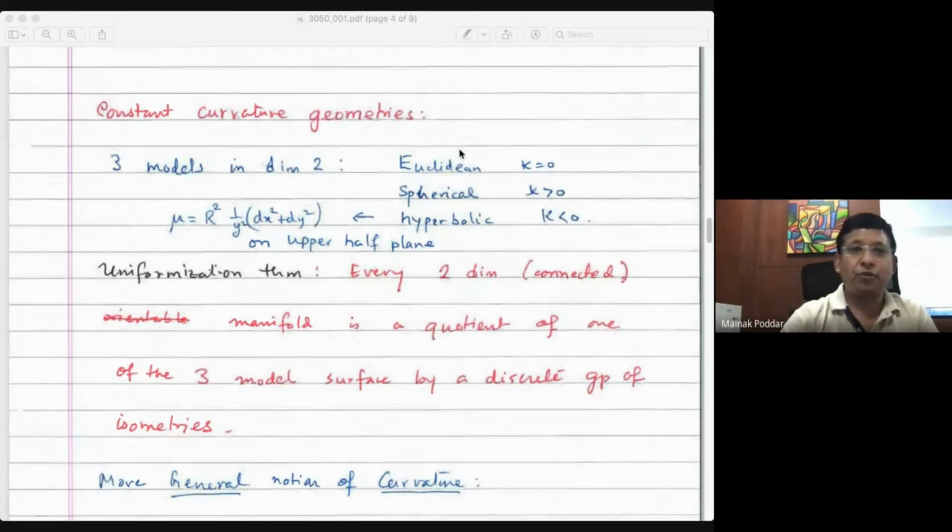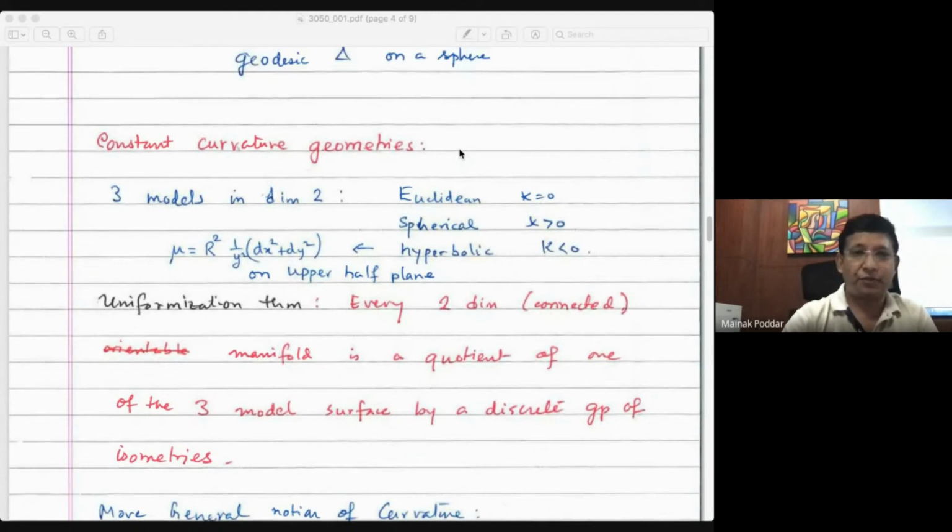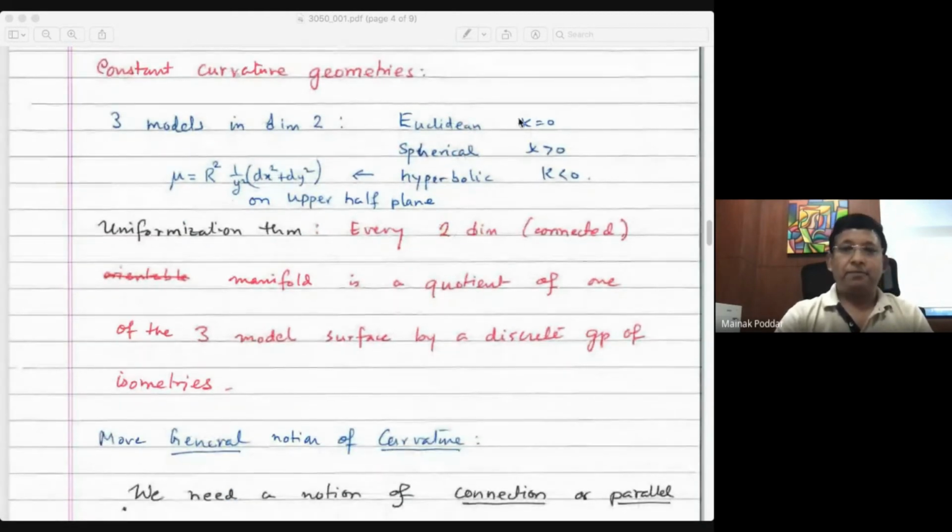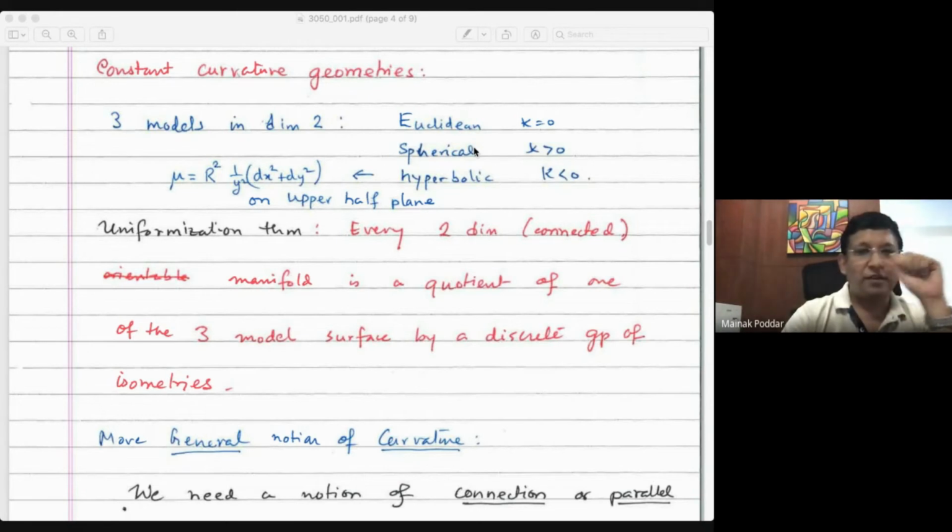For example, the torus is curvature zero. Then the sphere is positive curvature. Sorry, I said something very wrong. Probably not. Yeah, it's right. So I'll come back to it. So the torus is curvature zero, for instance, or the plane is curvature zero. The sphere is positive curvature, and there are manifolds which locally look like the saddle on a horseback.